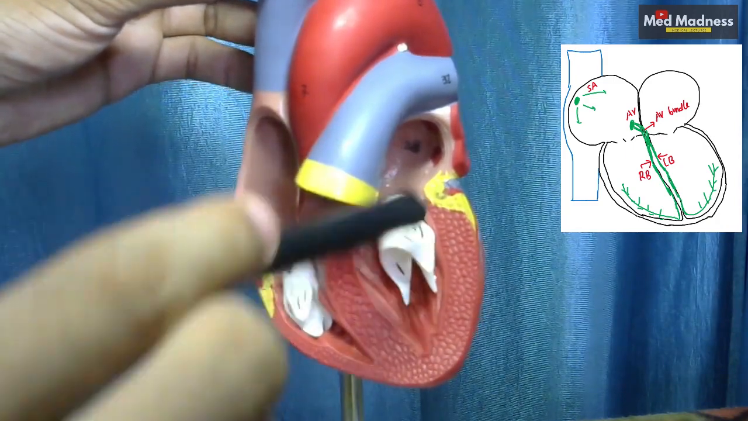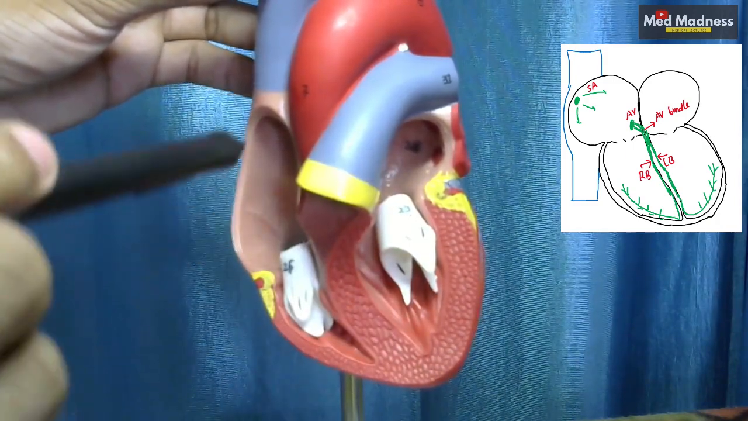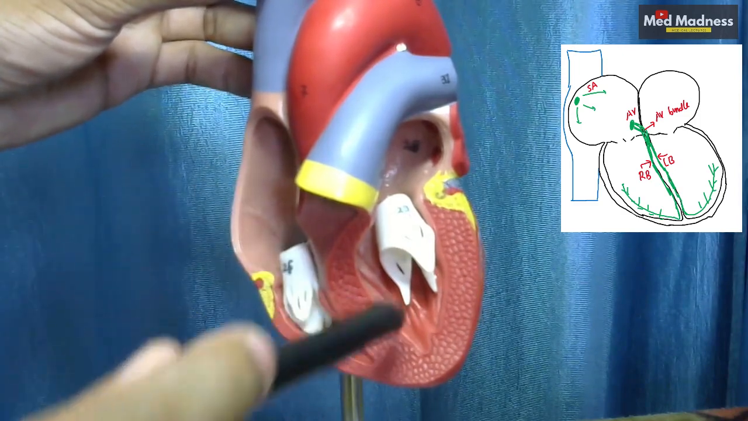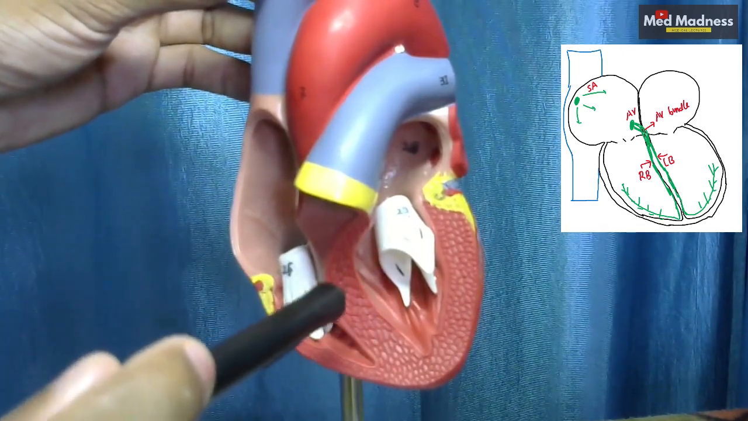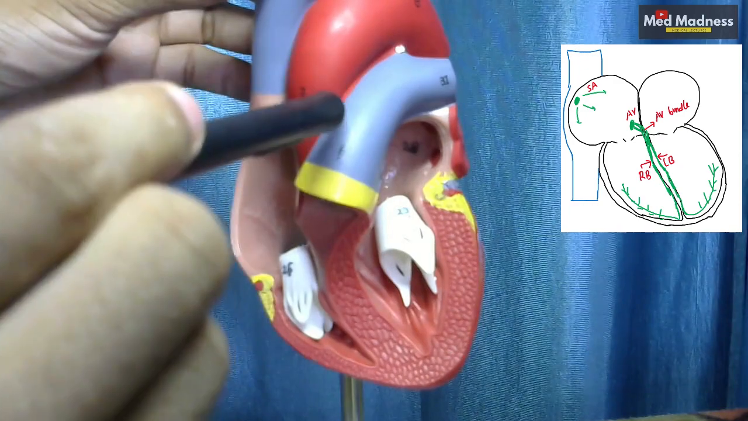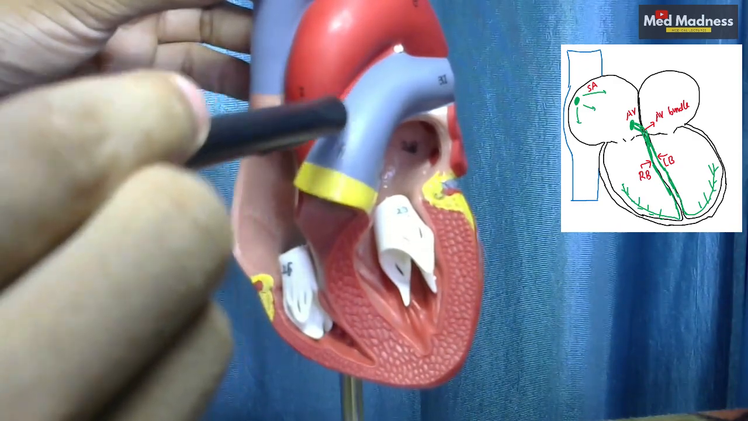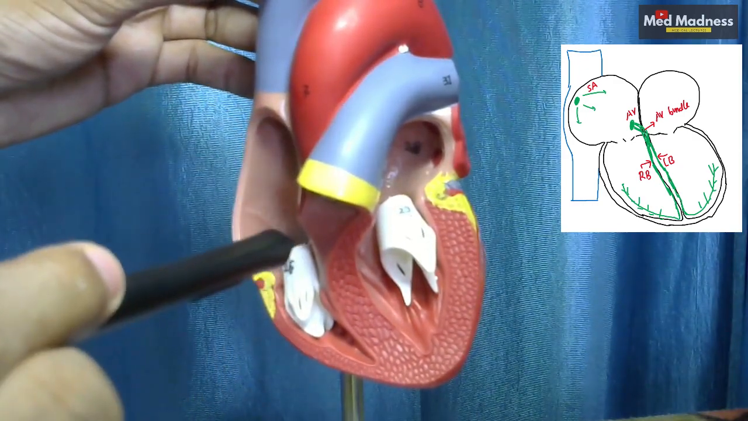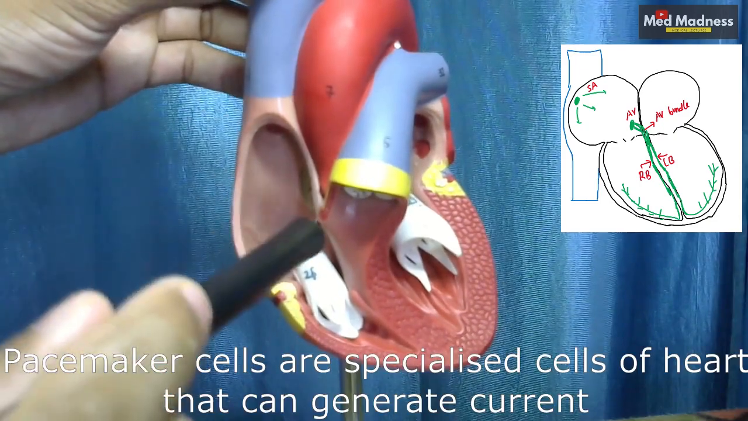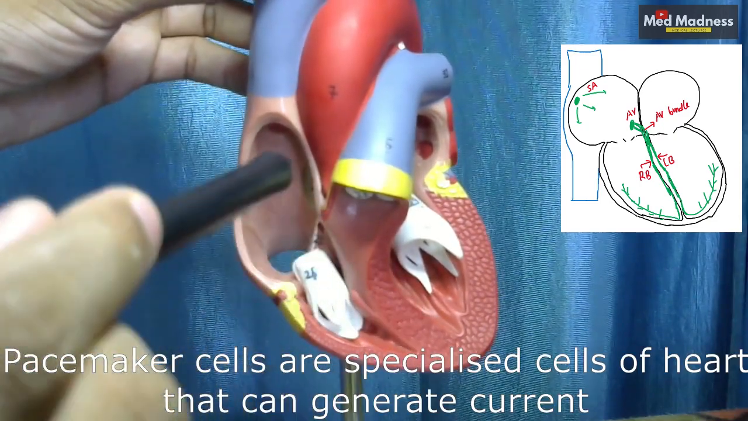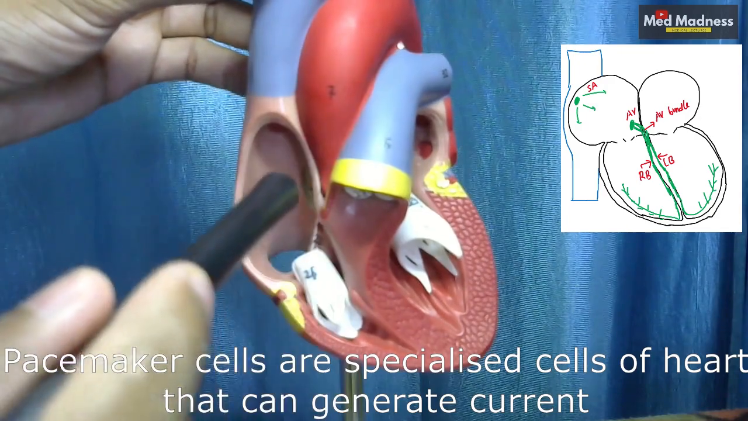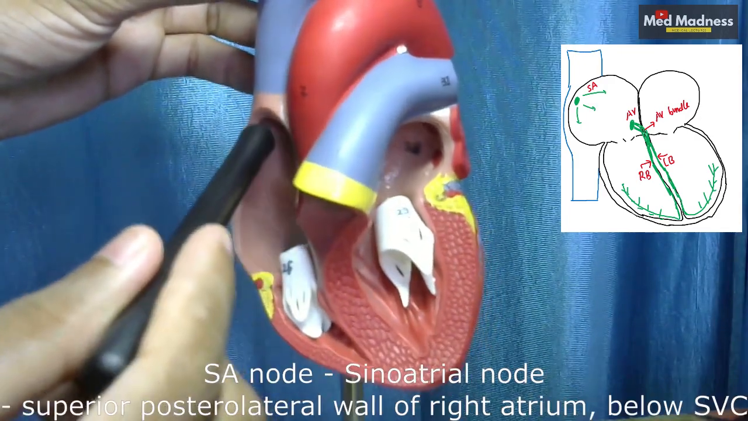Now these cardiac muscle cells need a current with which they contract and push the blood into our systemic and pulmonary circulation. This current is generated by the pacemaker cells of the heart. What are all the pacemaker cells of a heart? One is your SA node.